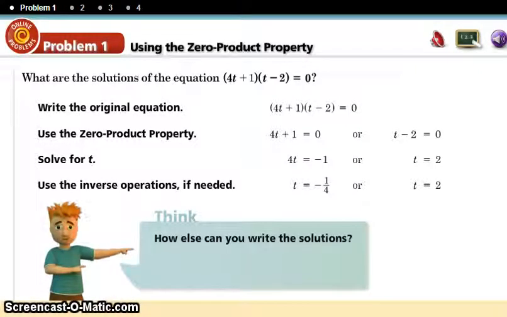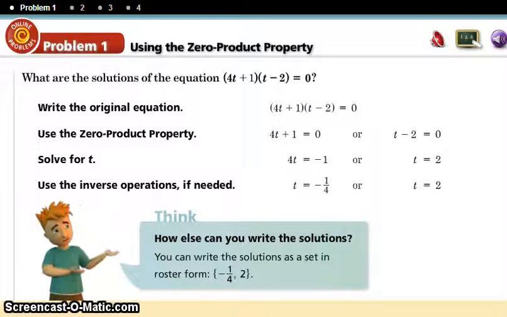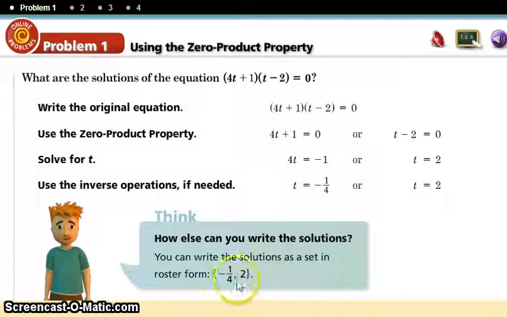How else can you write the solutions? You can write the solutions as a set in roster form, -1/4, 2. Notice this is not a parenthesis, because if it were a parenthesis, this would look like a point, x comma y. These are brackets. This is roster form, where you would list all the possible solutions, and in this case we have 2 of them. That means your graph of this equation, if you were to draw your parabola, would cross the x-axis 2 times, and it crosses the x-axis at -1/4 and 2.